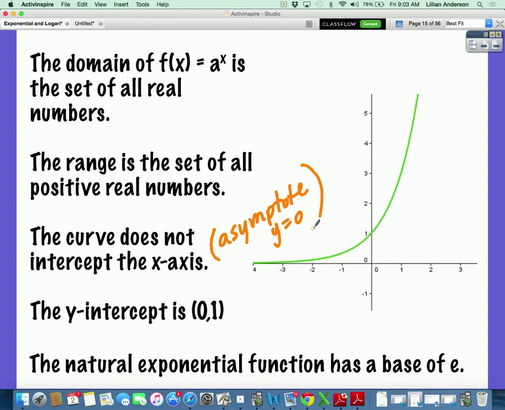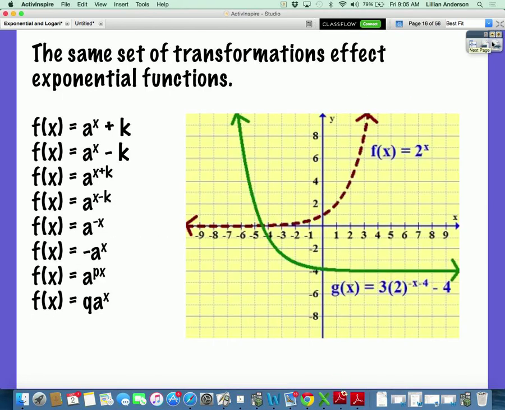And there is a natural exponential function that has a base of e instead of a base of a number. Even though e does represent a specific type of number, it still has the same pattern, same style, same properties. The same set of transformations that we had before with quadratics, with just any general functions, still apply here with exponential functions.